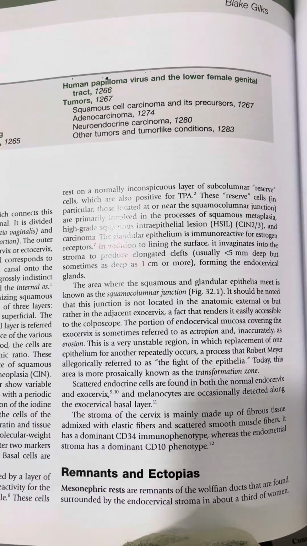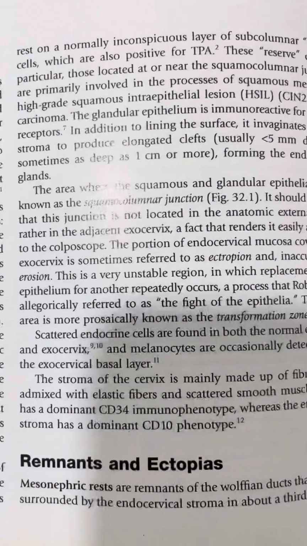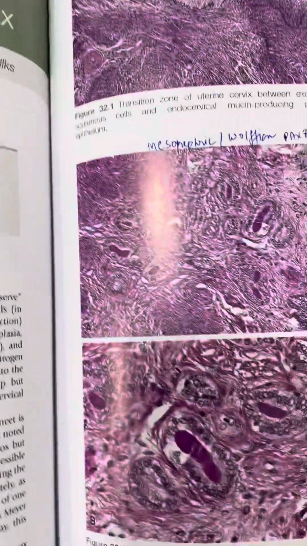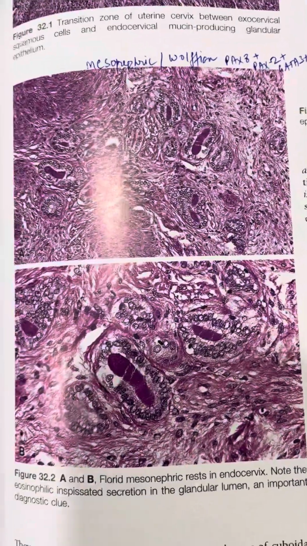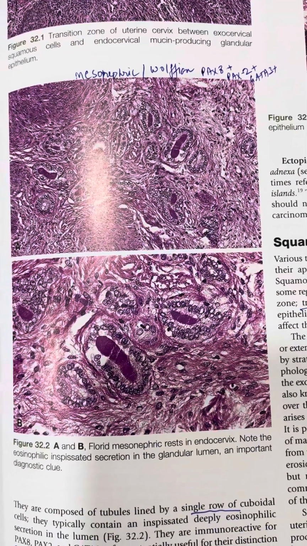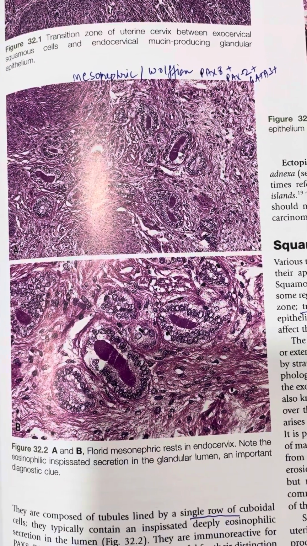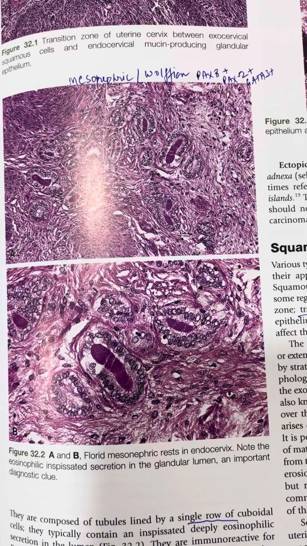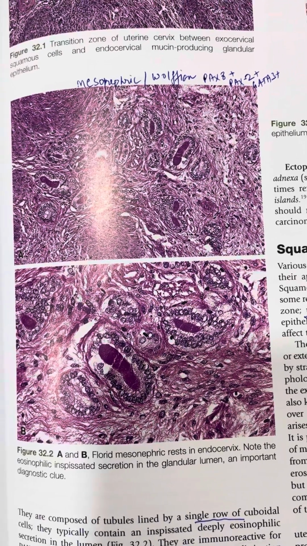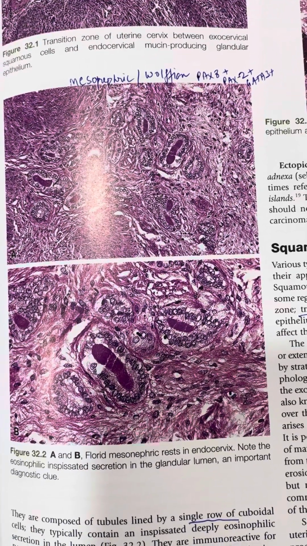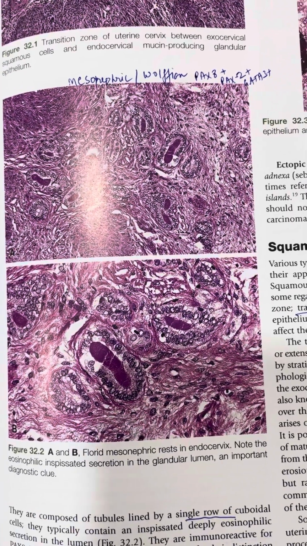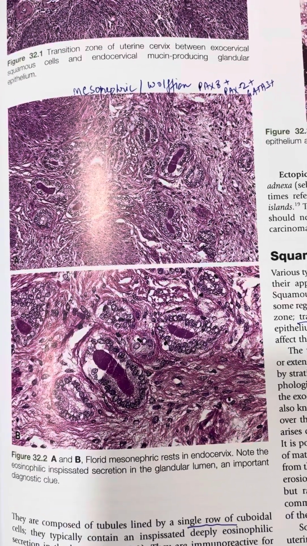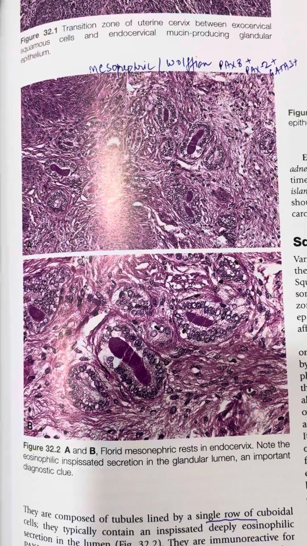So we will be discussing the remnants and ectopias of the uterine cervix. This is the mesonephric or the Wolffian rest, which are the tubules lined by a single layer of cuboidal epithelium containing dense eosinophilic secretion. The eosinophilic secretion is diagnostic, and these are PAX8, PAX2 and GATA3 positive.